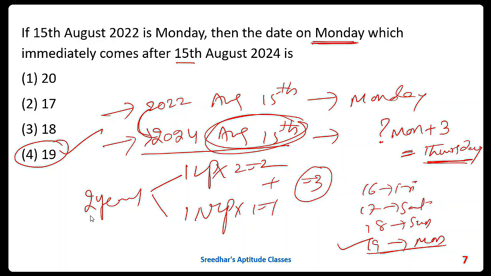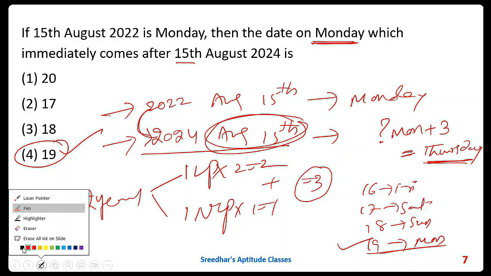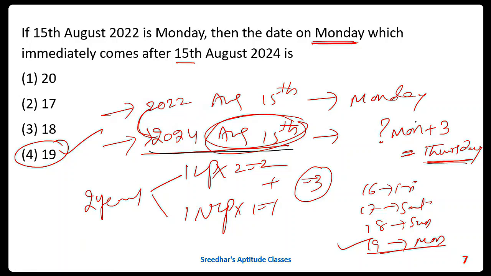Is this clear? So, according to the information, we got 2024 August 15th as Thursday. So, immediately after Thursday, you will get Monday after 4 days. So, August 15th plus 4 is 19. Right. Shashikiran is saying it's tomorrow. Okay. Yes. And Sandeep is asking me to repeat.